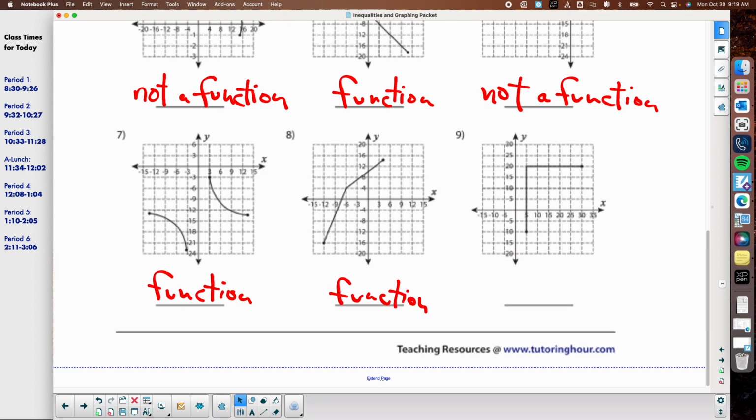9 is weird. What do we think of 9? Not a function, specifically because that one line is straight up and down. It actually has a vertical line on it, and so clearly it has a lot of points above itself. So not a function.